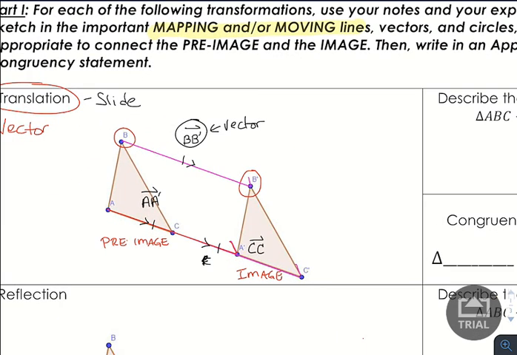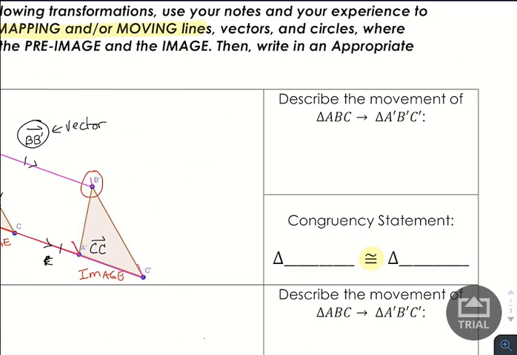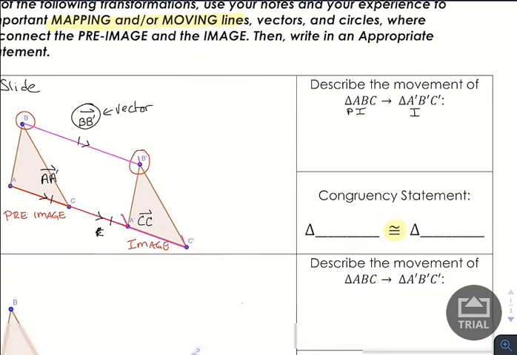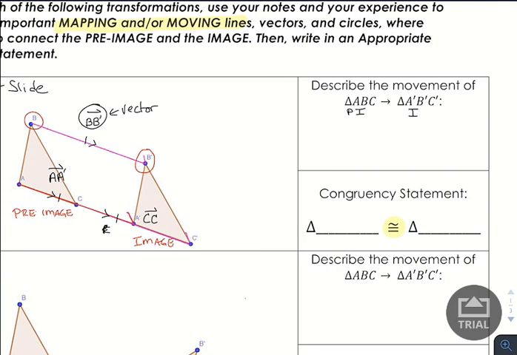Okay, so this is just a warm-up. We're just trying to get some notes in here too. So let's describe the movement of A, B, C to A prime, B prime, C prime. Again, this is what we're going to call the pre-image here, and the image, which is a copy, denoted by the primes over on the right-hand side.